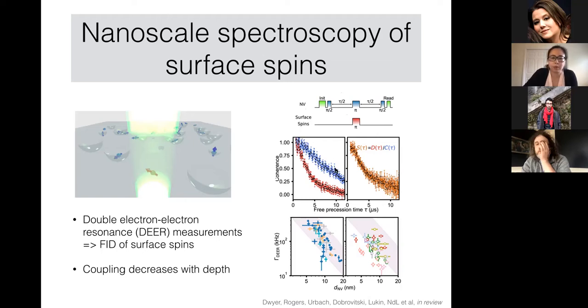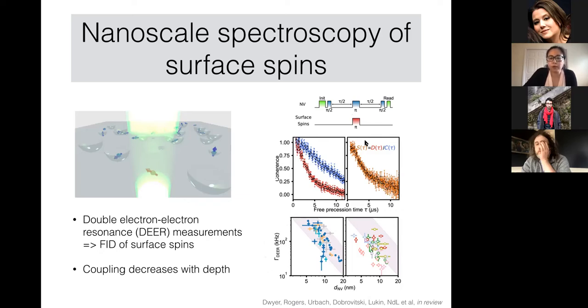So this is an example of one of these measurements. You start with some Hahn echo coherence curve here in blue, and then if we apply this selective pi pulse to the surface spins, you can see that we suppress the coherence. And then if we divide these curves by each other, we get out a signal that corresponds to the free induction decay due to these surface spins.